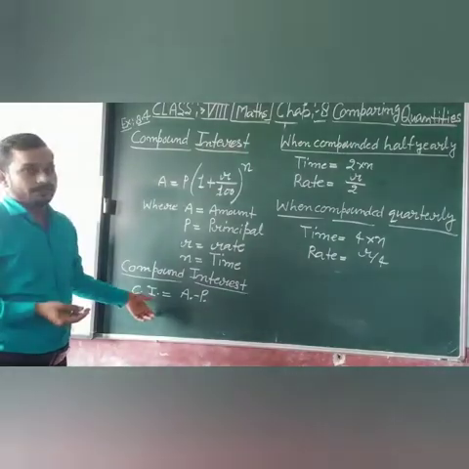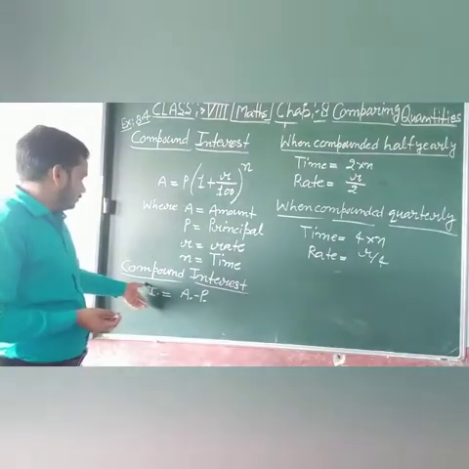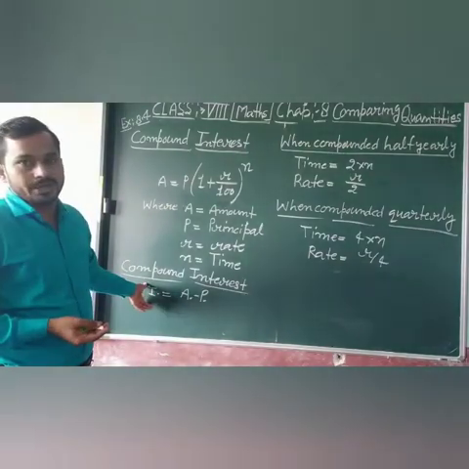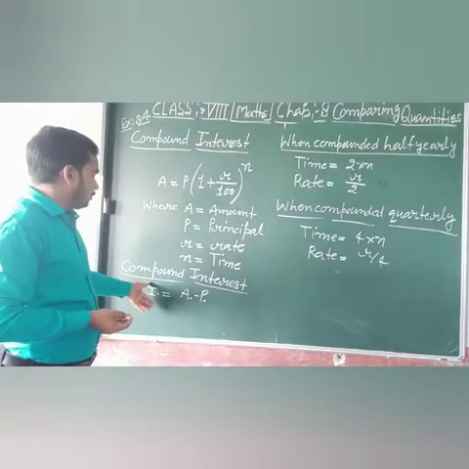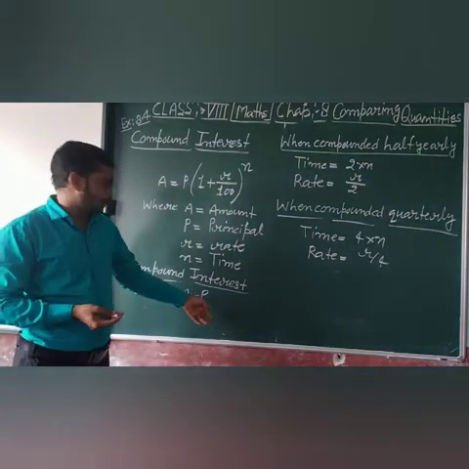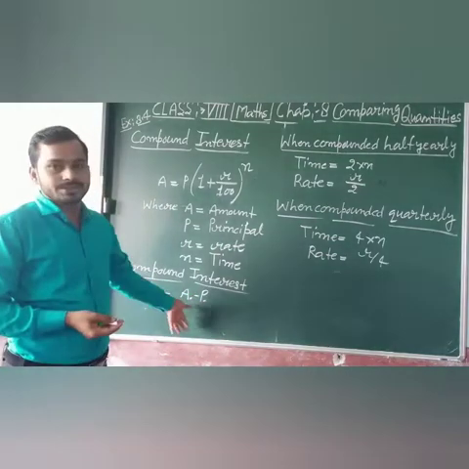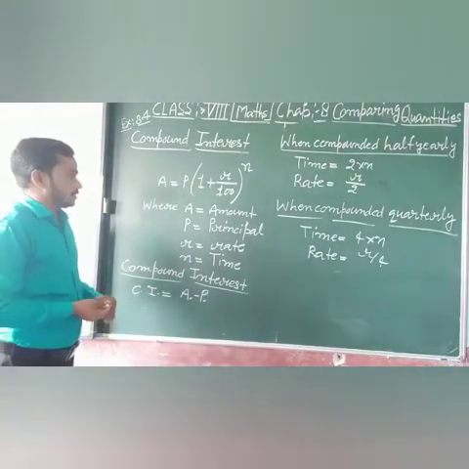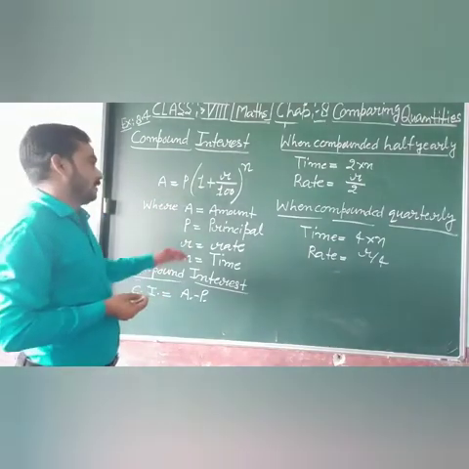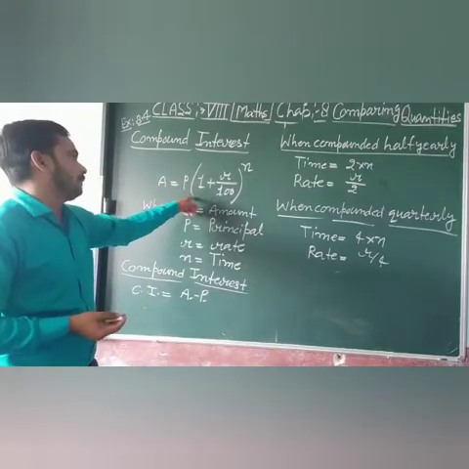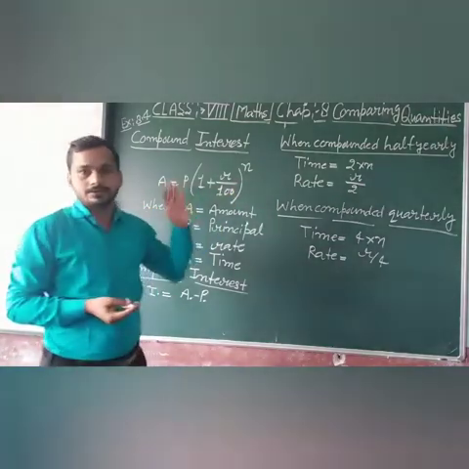When we find the compound interest, in short we write CI. CI equals amount minus principal. CI equals A minus P. In the case of annually, we apply the formula of amount A equals P bracket 1 plus R upon 100 whole power n.